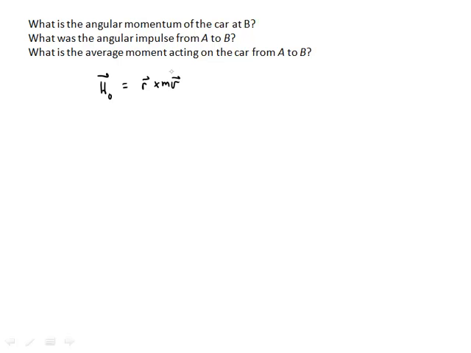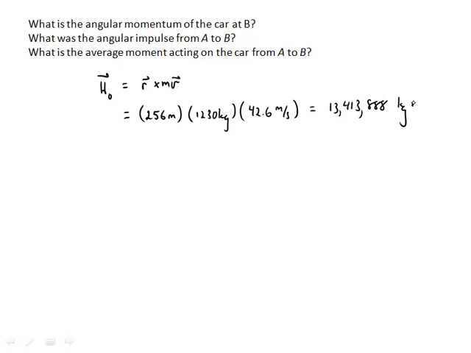Now, if I don't want to worry about cross product, it's just going to be the radius, which is 256 meters, times the mass, which is 1230 kilograms, times the velocity at B, 42.6 meters per second. And I get 13,413,888 kilogram meters squared per second. So that's H0 at B.